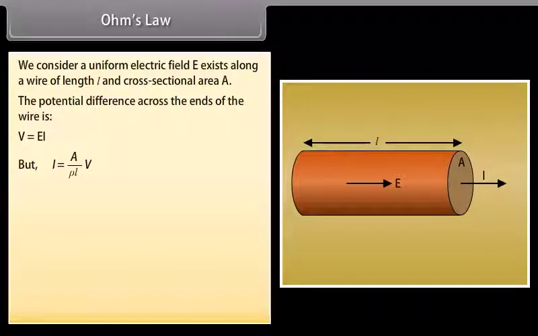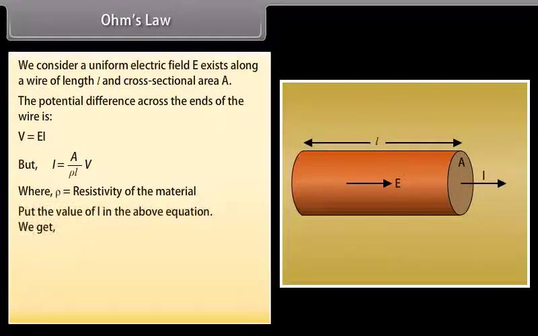is equal to A upon rho L multiplied by V, where rho is the resistivity of the material. Put the value of I in the above equation. We get the value of resistance, which is equal to rho L upon A.